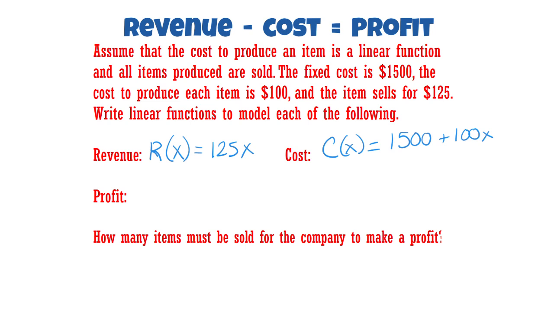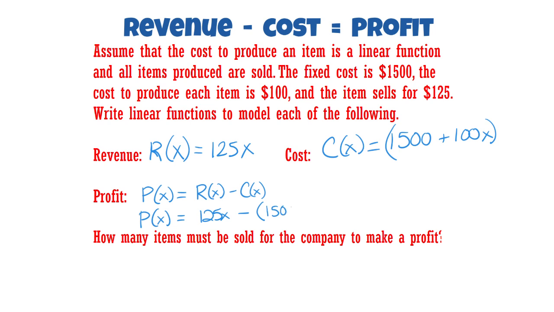And then right here, a profit function. The profit function is always going to be your revenue function minus the cost function. You take the money coming in, subtract the money going out, and you figure out your profit. In this case, my profit function will be my revenue function, 125x, minus my cost function. My cost function is actually a quantity here, so be careful. I'm going to end up having to distribute that minus sign through the parentheses.